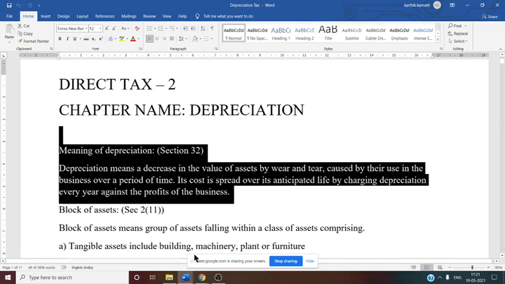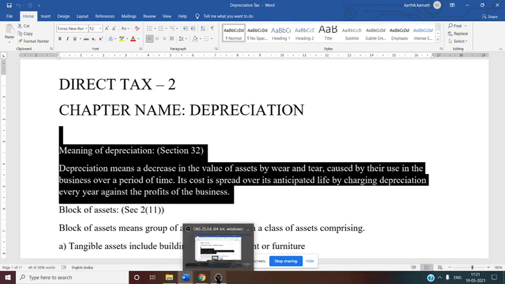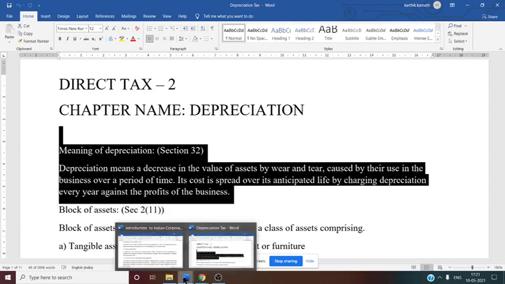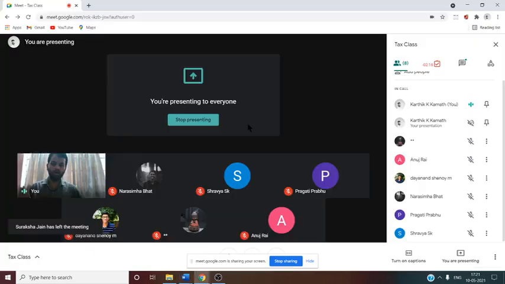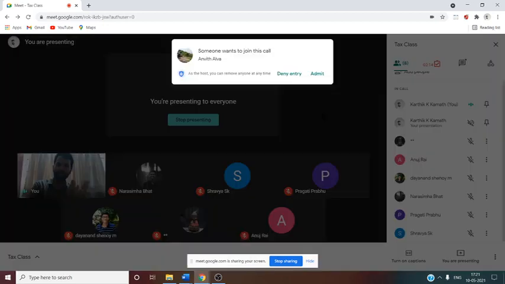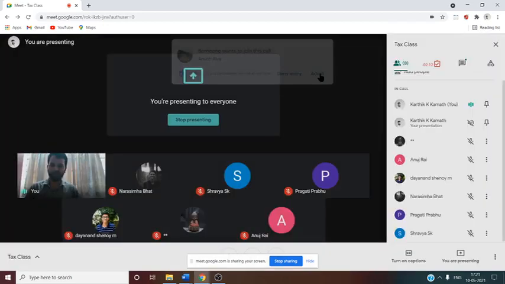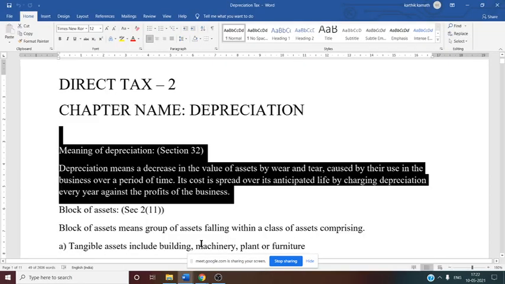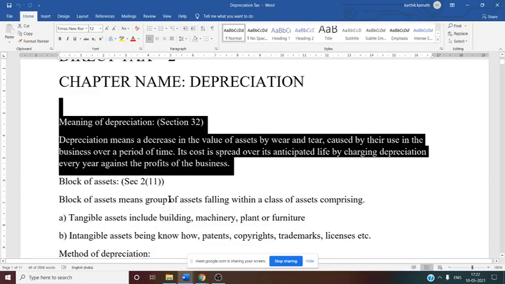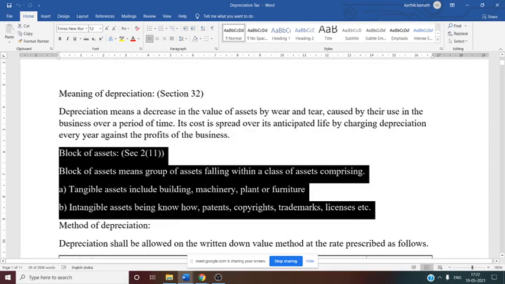But from the point of view of taxation, we are concerned with block of asset. So what do you mean by block of asset? Block of asset is nothing but a group of assets. Every group of assets has a certain rate of depreciation. That depreciation rate we have to identify and remember. Now next, section 2 clause 11, block of asset, gives several things. That is, block of asset means a group of assets falling within a certain class of asset.